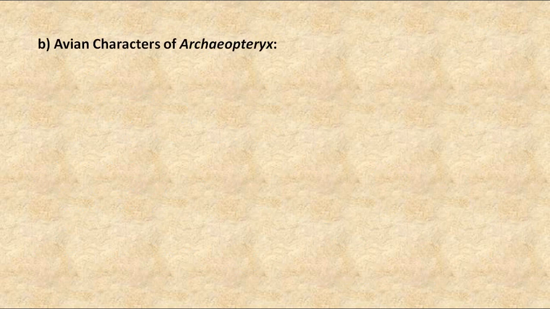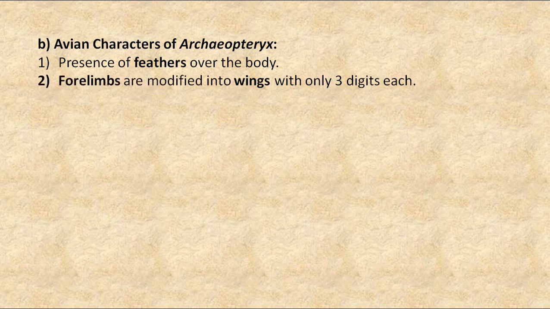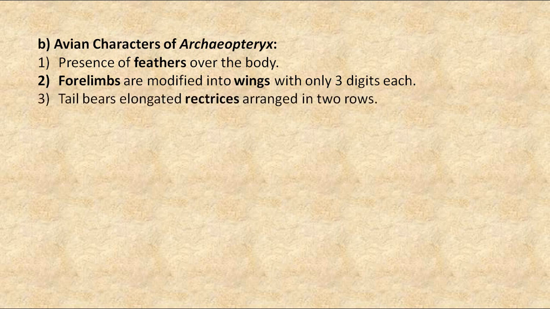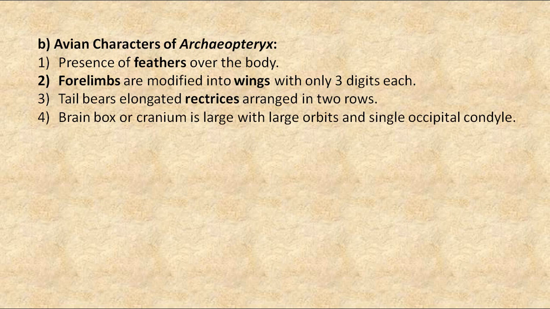Now let us discuss the avian characters shown by Archaeopteryx. Presence of feathers over the body. Forelimbs are modified into wings with only 3 digits each. Tail bears elongated rectrices arranged in 2 rows. Brain box or cranium is large with large orbits and single occipital condyle. Compact fusion of skull bones.